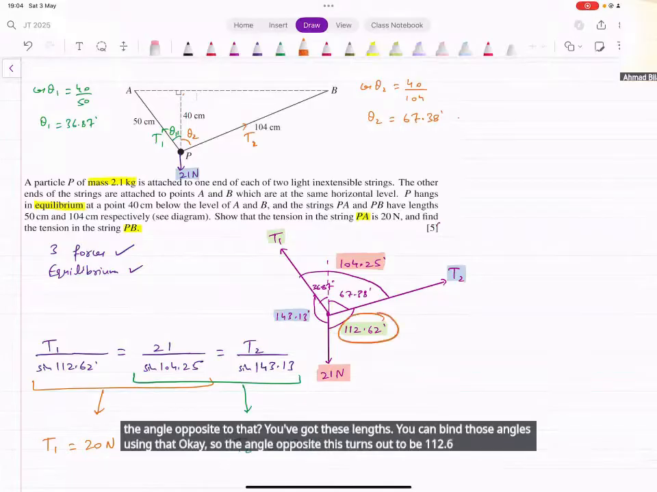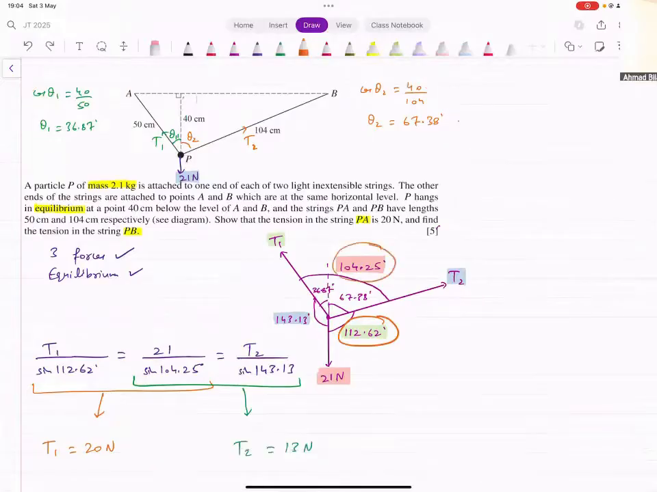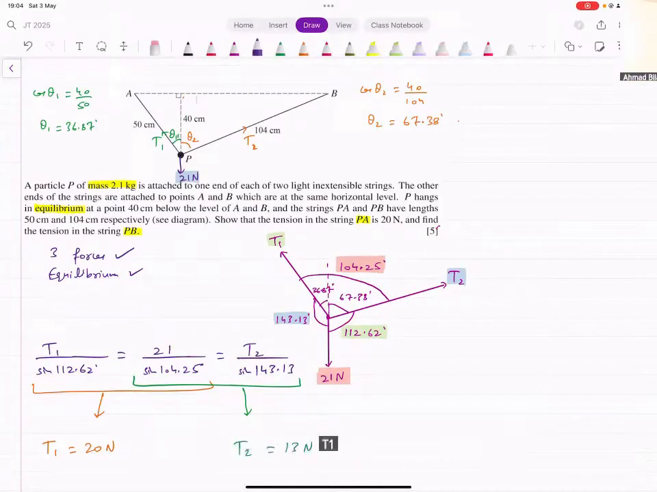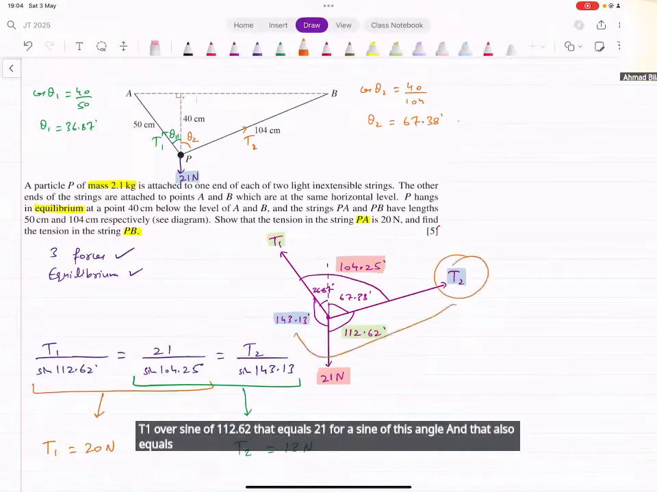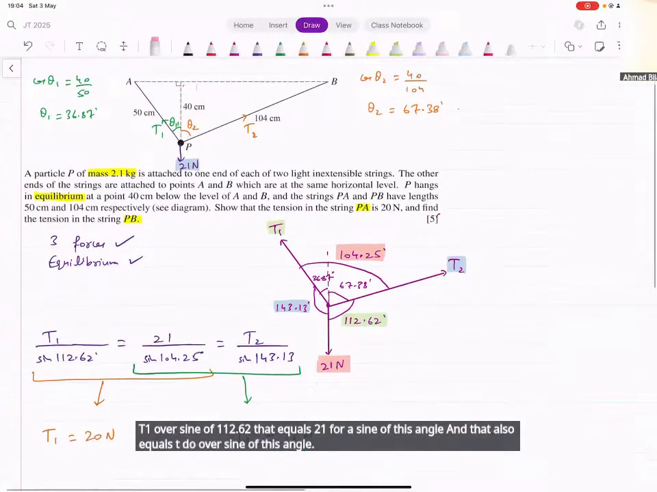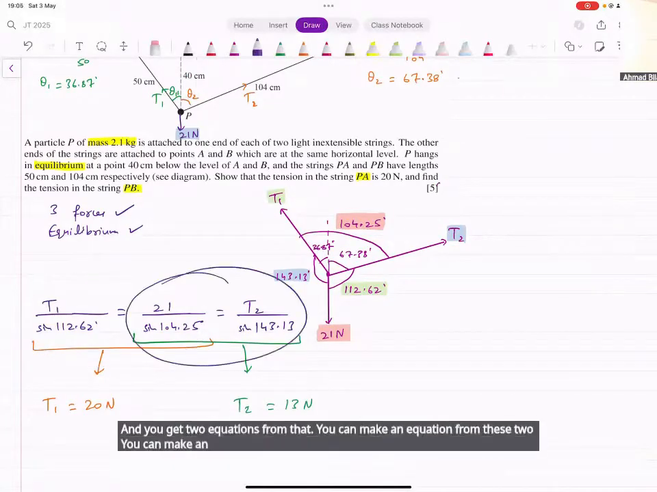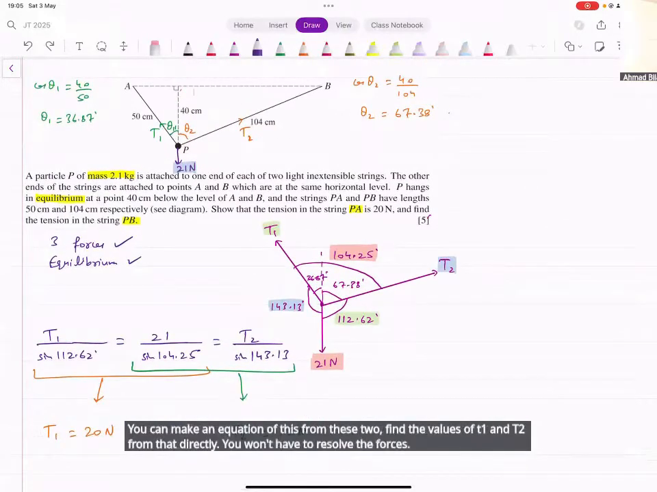You can see the calculations for that above here. This angle is 104.25. This angle is 143.13. So make an equation like this. T1 over sine of 112.62, that equals 21 over sine of this angle. And that also equals T2 over sine of this angle. And you get 2 equations from that. You can make an equation from these 2. Find the values of T1 and T2 from that directly. You won't have to resolve the forces. You just do it directly like this in this case.